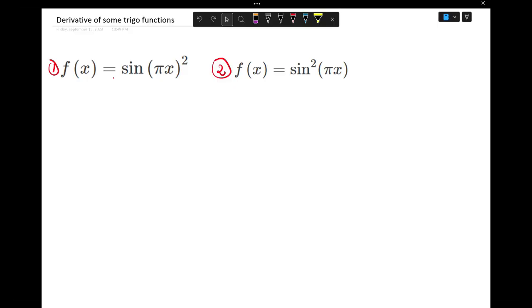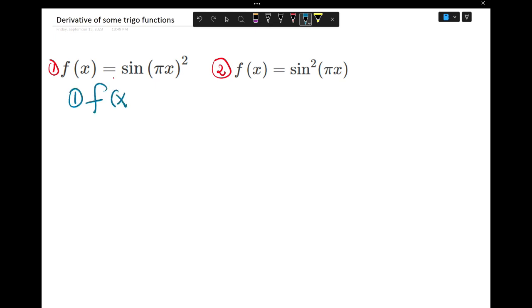Hello everybody, today we are going to solve these two trigonometric functions. We're going to find the derivative. The first one, they kind of look alike, but they are different, and that's the reason why I chose them, because it can be very confusing. So the first one, let me write it here again.